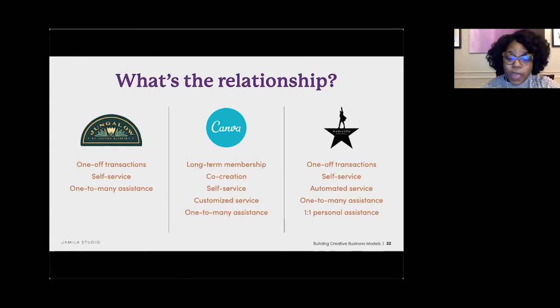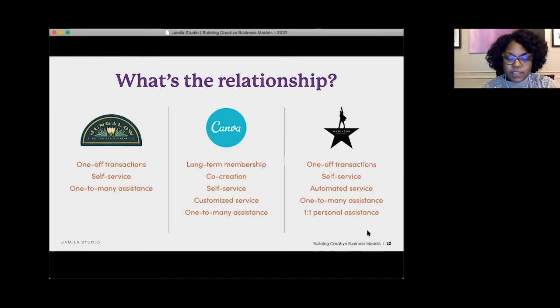But Hamilton also has specialty tickets. So they have one-on-one personal assistance. So there might be a personal concierge where you call and maybe you want front row tickets at Hamilton. You probably aren't going to be dealing with normal customer service. Since you're paying a higher price point, you're probably going to have a one-to-one personal concierge. So hopefully this is starting to give you examples of how you can design your relationship based on what your product and service is.